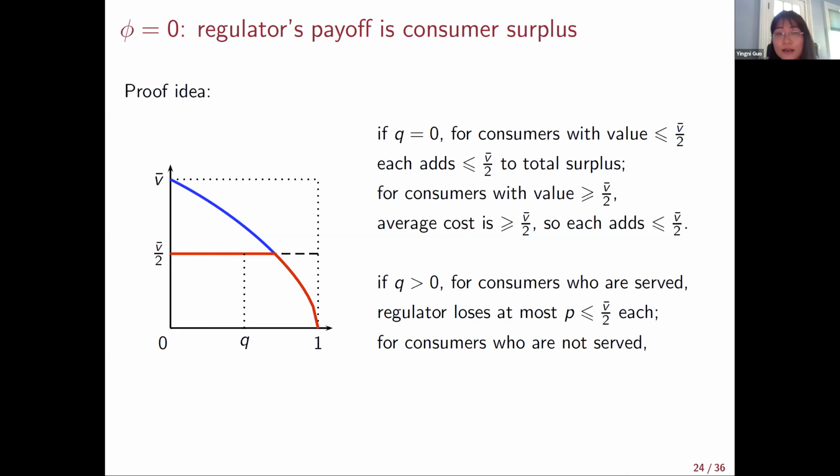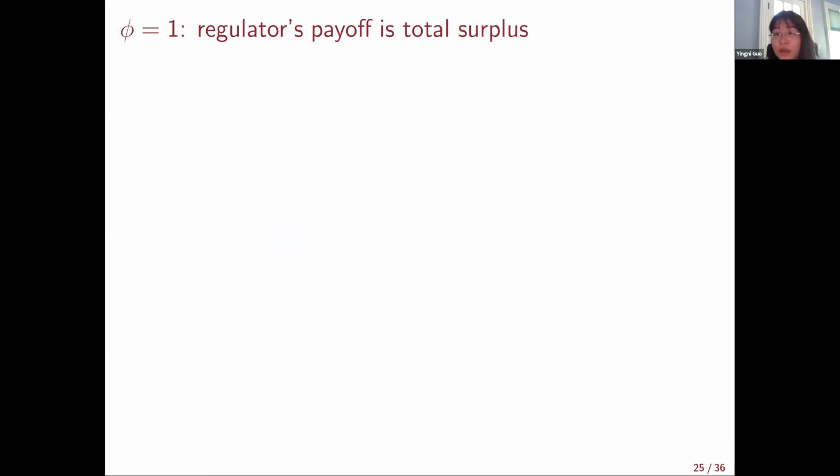Now let's look at the other extreme. What happens if phi is equal to 1? Okay, so in this case, the regulator's payoff is consumer surplus plus firm's profit. So this is a regulator who is concerned about efficiency. So he doesn't care about the redistribution at all.